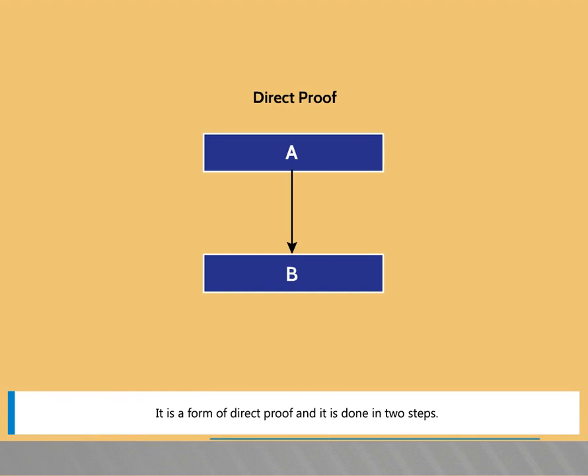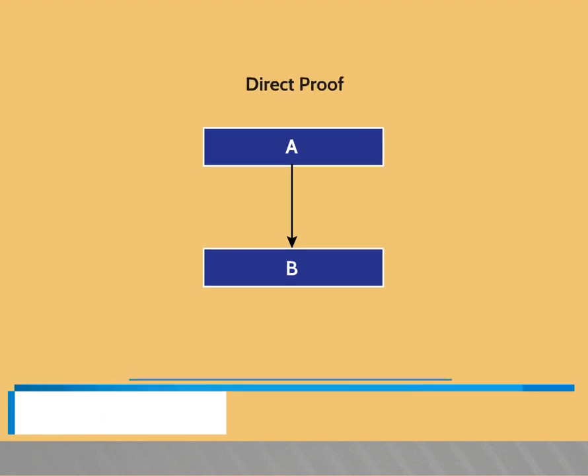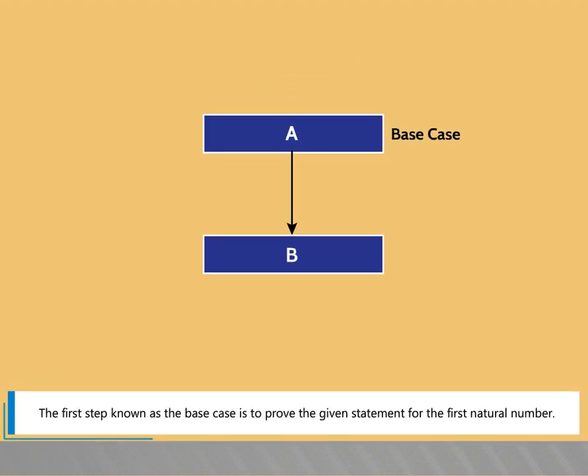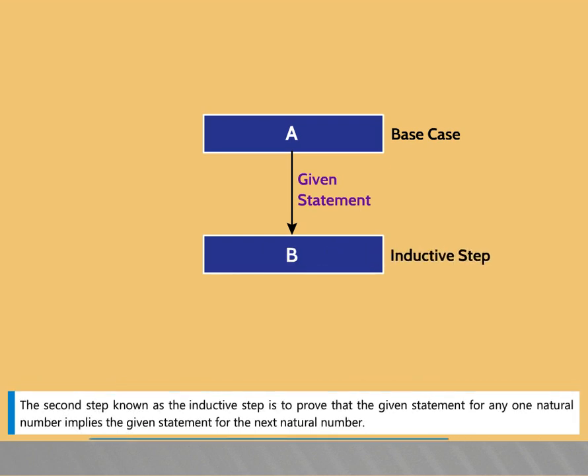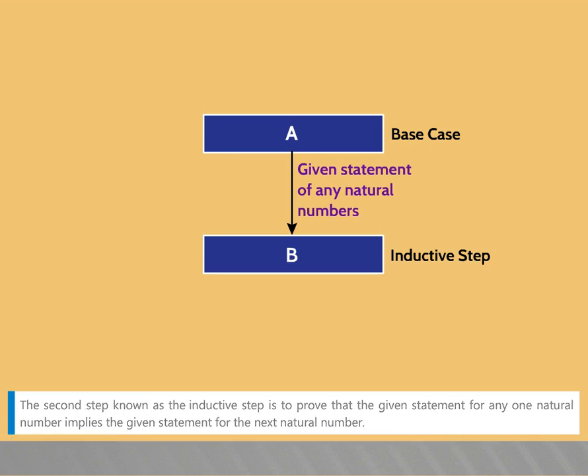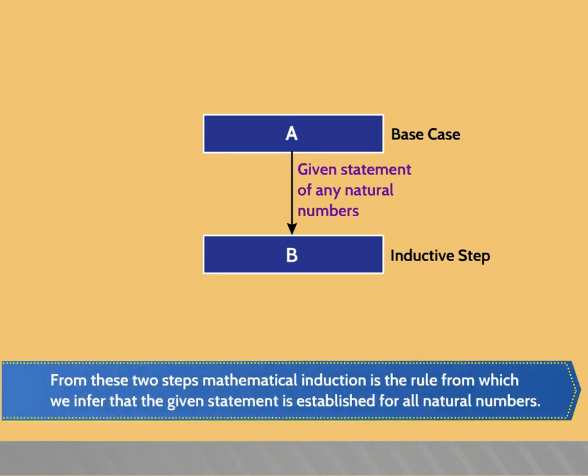It is a form of direct proof and it is done in 2 steps. The first step, known as the base case, is to prove the given statement for the first natural number. The second step, known as the inductive step, is to prove that the given statement for any one natural number implies the given statement for the next natural number. From these 2 steps, mathematical induction is the rule from which we infer that the given statement is established for all natural numbers.